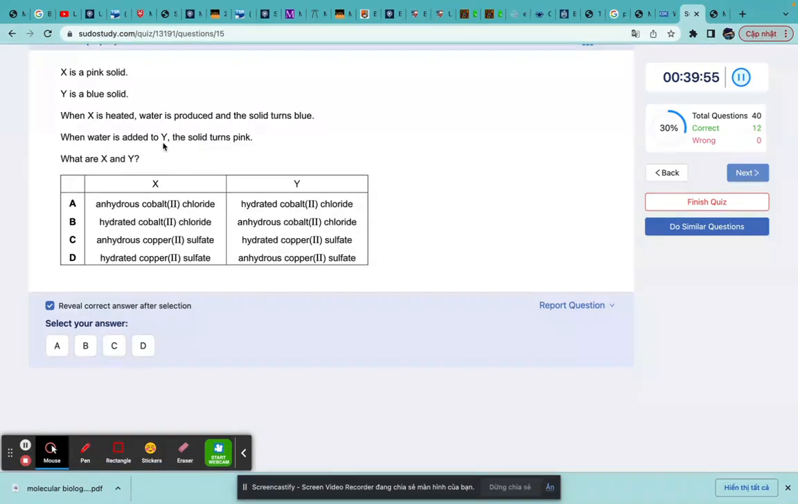X and Y, pink. Anhydrous is a pink solid. It's both copper sulfate and cobalt chloride. It's both cobalt chloride. It's just we have to see which one is which. Anhydrous means no water, and hydrated means water. And X is heated, turns blue, so X would be pink.